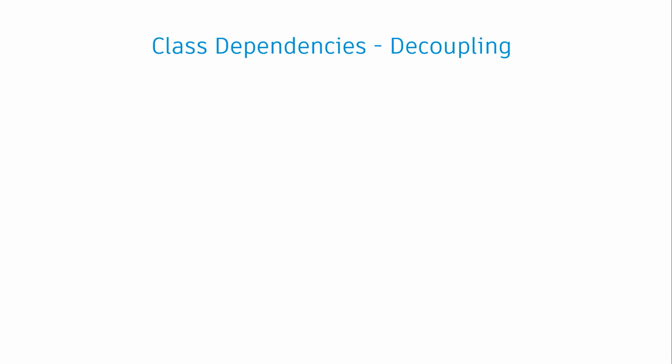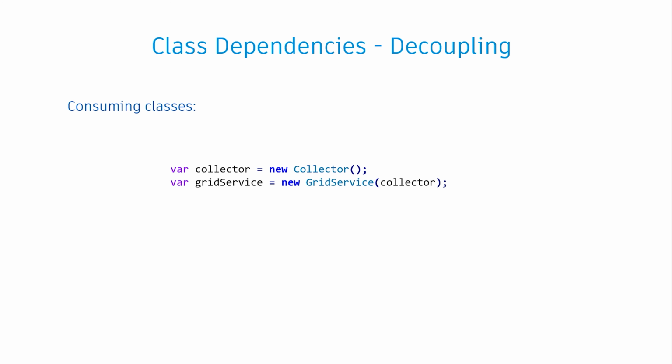So how do you go about consuming this service? First, you initialize the collector. Then you pass it in as an argument to the grid service. And then you just call the method as usual. The cool thing about this approach is that we now have the ability to swap the collector to another collector. So as we said before, the grid service is unmodified.